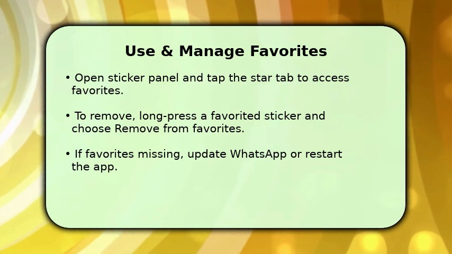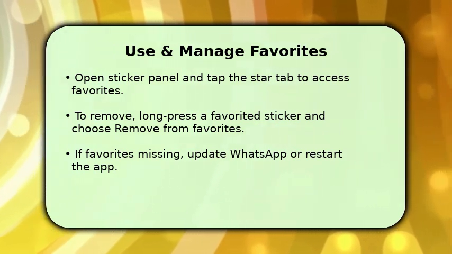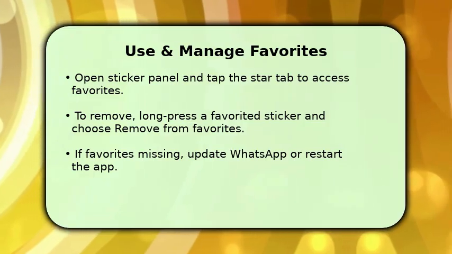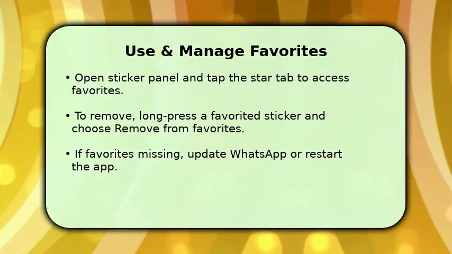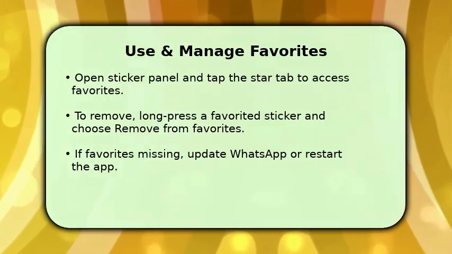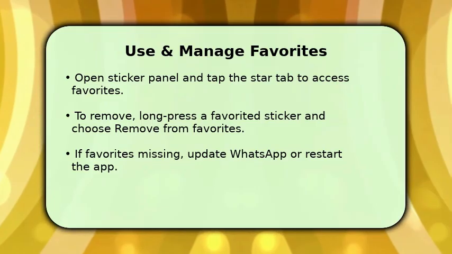To clean up, long press a favorited sticker and pick Remove from Favorites. If the star tab or recent favorites don't appear, make sure your app is up to date and restart WhatsApp. That simple troubleshooting step fixes most sync issues.